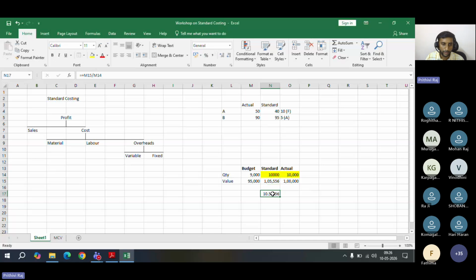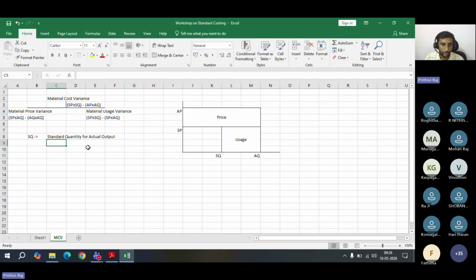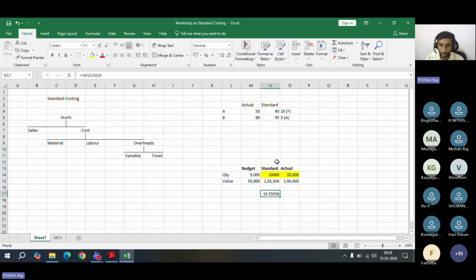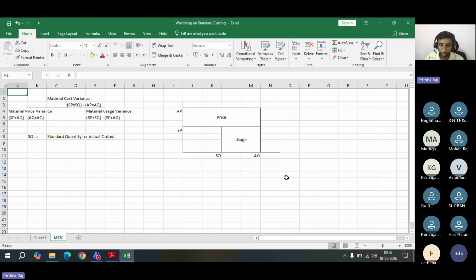So whenever a standard quantity is given, you have to change that standard quantity to actual output. This is the only major working which you have to do. In standard material cost variance, once you crack the SQ, the sum is nearly completed. Because other than that, most of SP, AP, AQ will be directly given in the question, or it will be a basic division. That's it. Only SQ you have to calculate. If you are able to crack SQ, it is easy. Material cost variance is nearly completed, and you can get full marks. So whenever you say SQ, you put standard quantity for actual output.